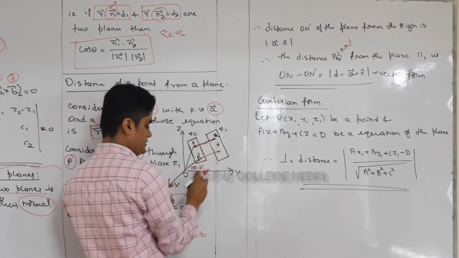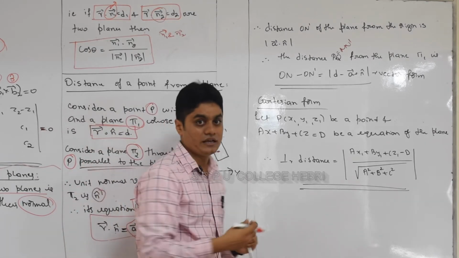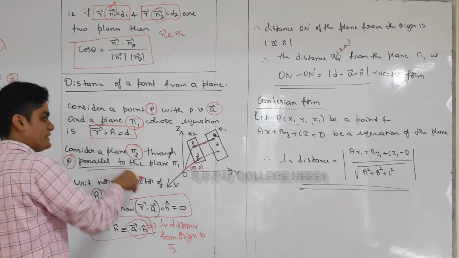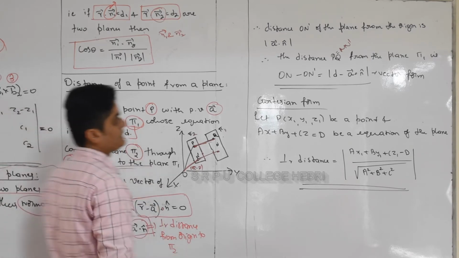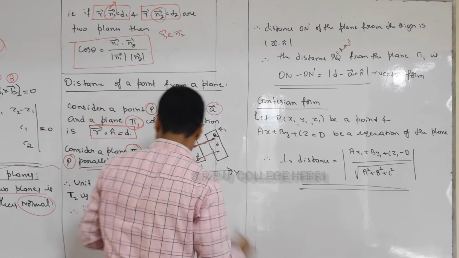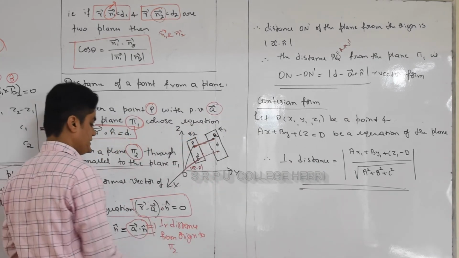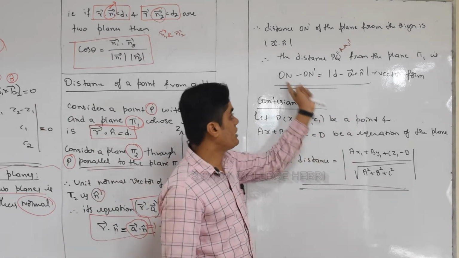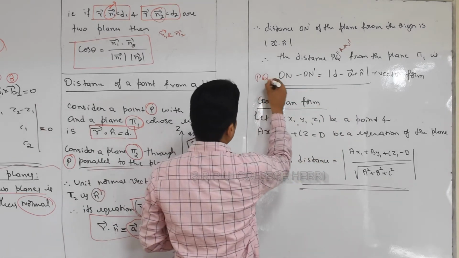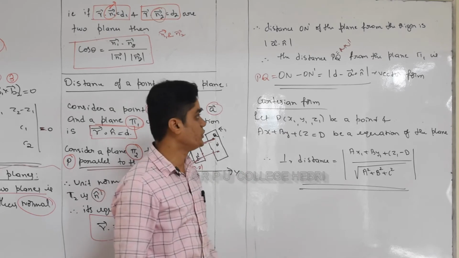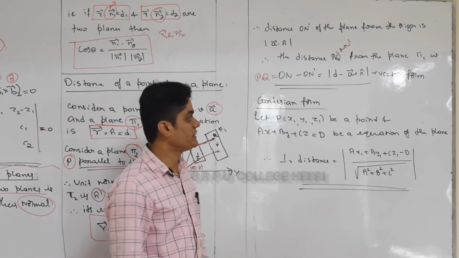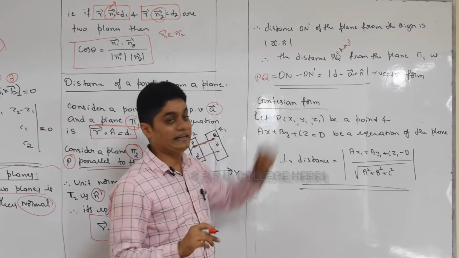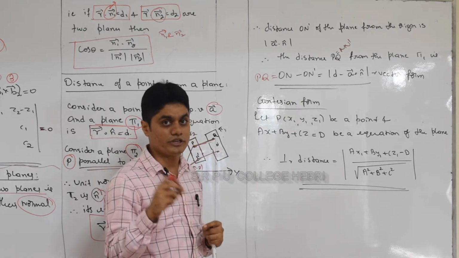ON is the distance from the origin to the first plane, and we took the equation of the first plane as vector R dot n cap equal to D. So what is the distance from the origin to the first plane? D. Correct? And after simplifying, the distance from the origin to the second plane is vector A dot vector n cap. So the required distance PQ is equal to ON minus ON dash, which is equal to the magnitude of vector D minus vector A dot n cap. So this is the vector form of the distance from the point to the given plane.